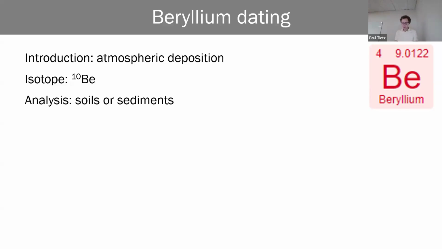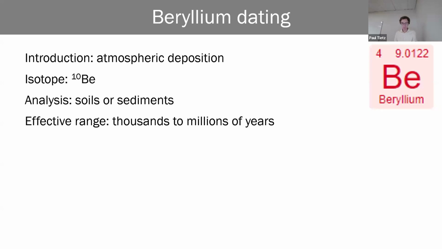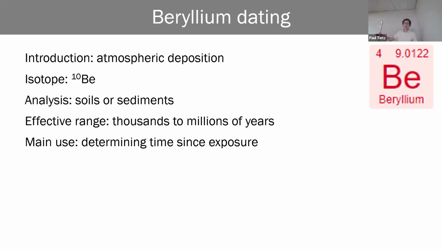The beryllium 10 half-life is 1.4 million years, so it's a lot longer than the 14C. But that gives our effective range of thousands to millions of years. So this is more on a soil time span, where the carbon was more on organics or human history and evolutionary time span. This is more of soil profile age. And right, the main use is determining time since exposure.